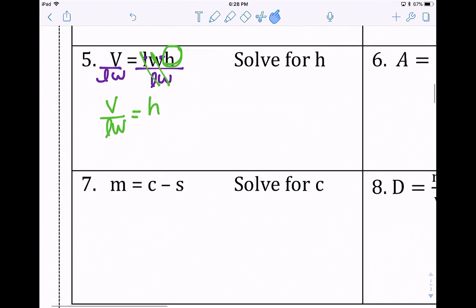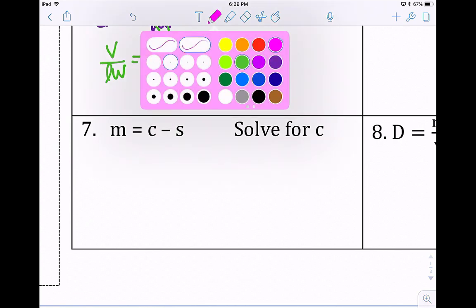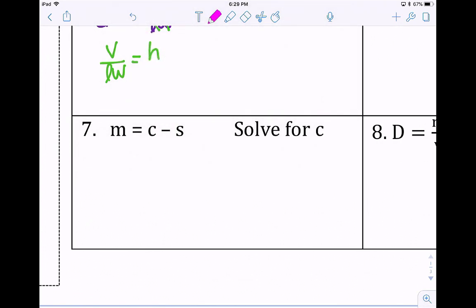Okay, so number 7 is going to be a little bit different because now we have subtraction. All the others that we just did were all multiplication. So this one has some subtraction, and we're going to have to do a little bit different operations here. Looking at number 7, it says solve for C. This is what we're solving for. We want to get C by itself.